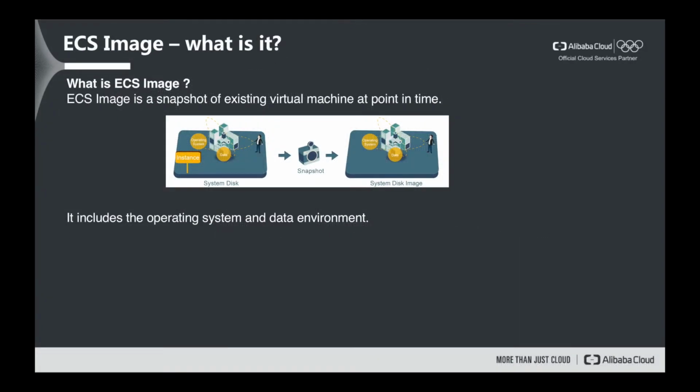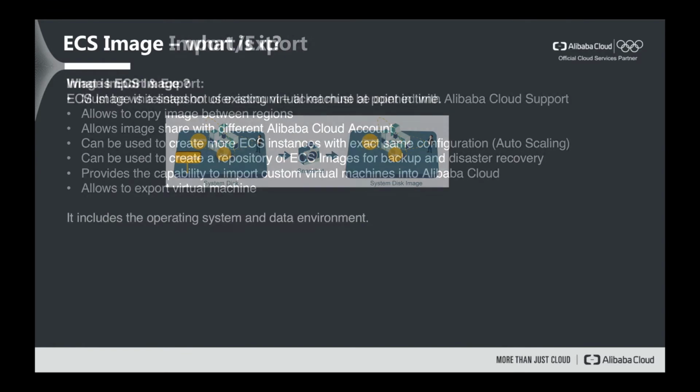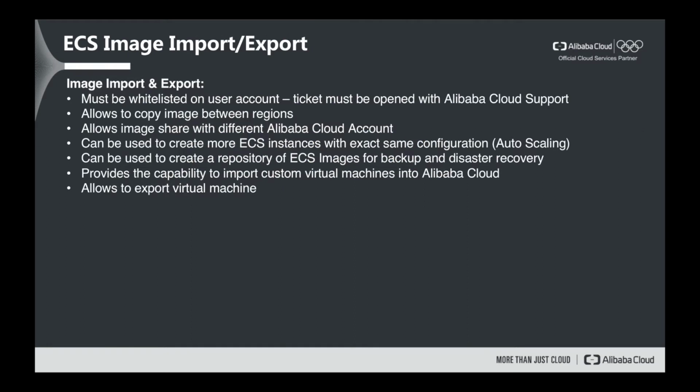First of all, what is an ECS image? An ECS image is a snapshot of an existing virtual machine at a certain point in time. It includes the operating system and the data of that ECS. First of all, image import and export must be whitelisted on a user account. Simply open a ticket with Alibaba Cloud support.